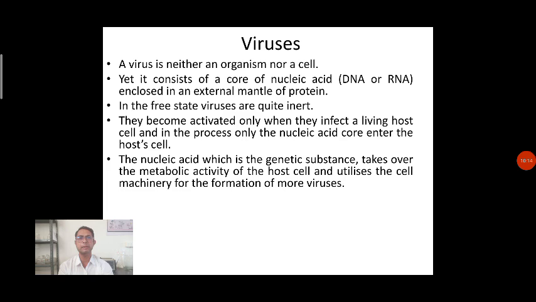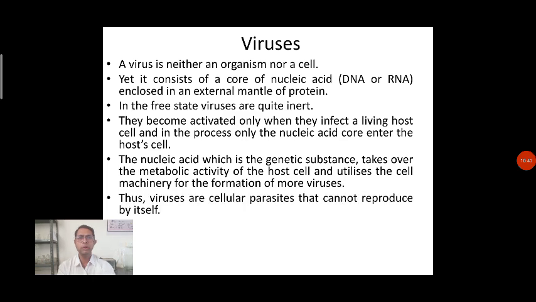The nucleic acid, which is the genetic substance, takes over the metabolic activity of the host cell and utilizes its cell machinery for the formation of more viruses. So they utilize the living cell for their reproduction and growth, and they increase their number within the living cell. So they can be called inert structures.